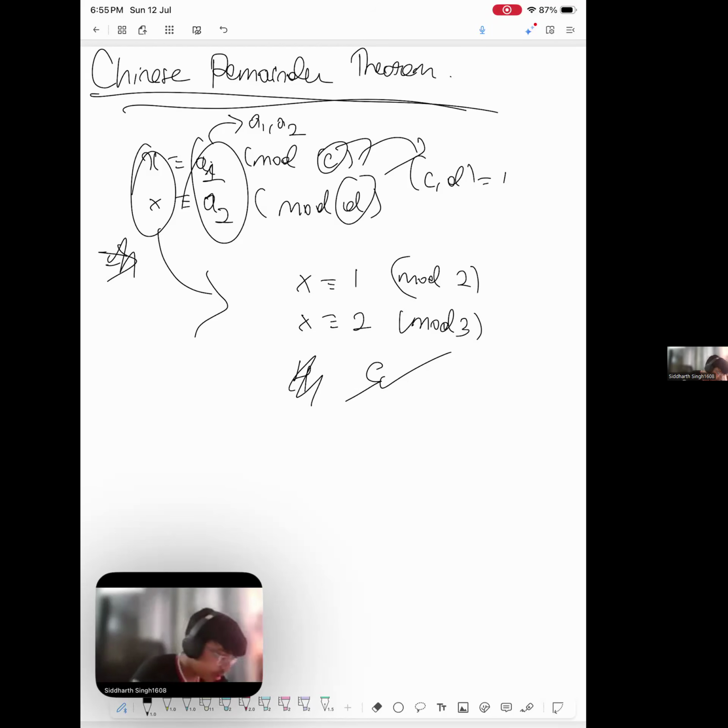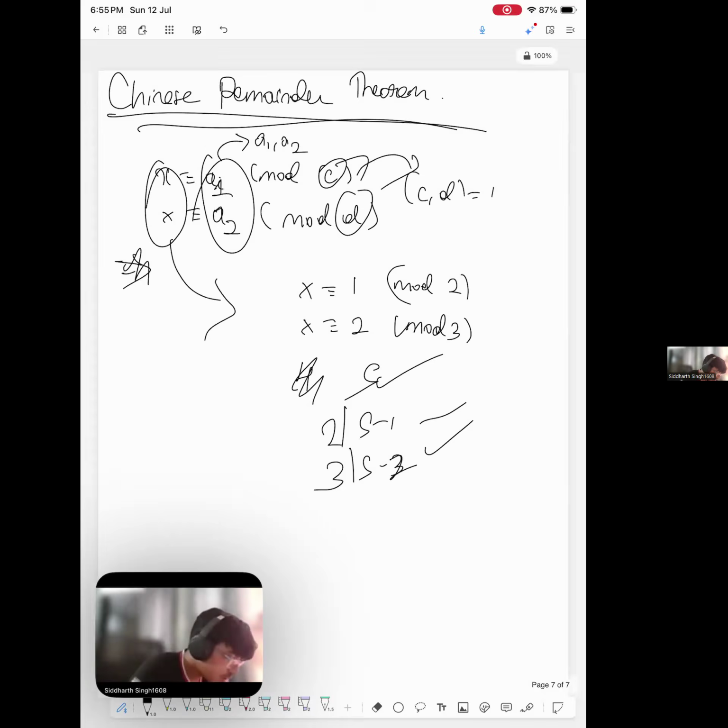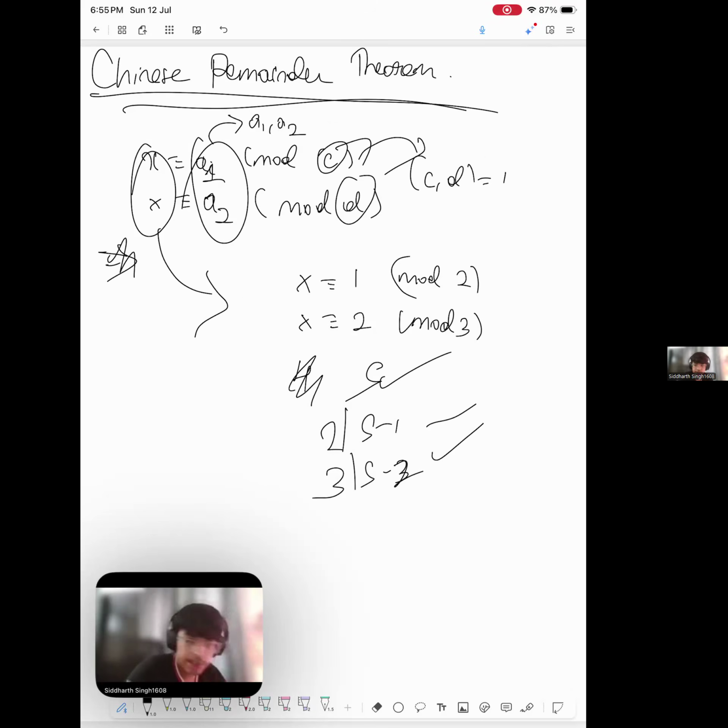Right. 5 minus 2 divides 5 minus 1, and 3 divides 5 minus 3. But no, 3 divides 5 minus 2. So yes, 5 works. In fact, this is highly generalizable. This is just a very niche case I did to teach you. Anyways, this is the beauty of the Chinese remainder theorem. I think I will not be using this in our lecture today, but yeah, there's that.